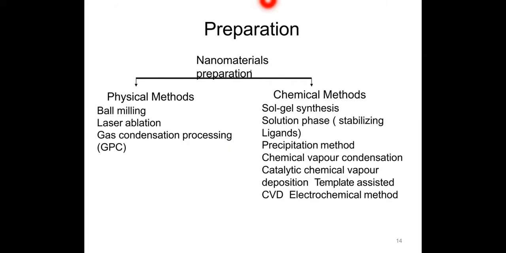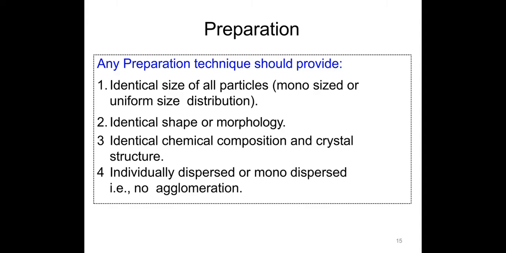Now, nanomaterial preparation. Physical methods: ball milling, laser ablation, then gas condensation processing, GPC. Chemical methods are sol gel synthesis, solution phase, that is stabilizing ligands, precipitation method, chemical vapor condensation, catalytic chemical vapor deposition, template assisted CVD, electrochemical method. We are going to discuss these briefly.